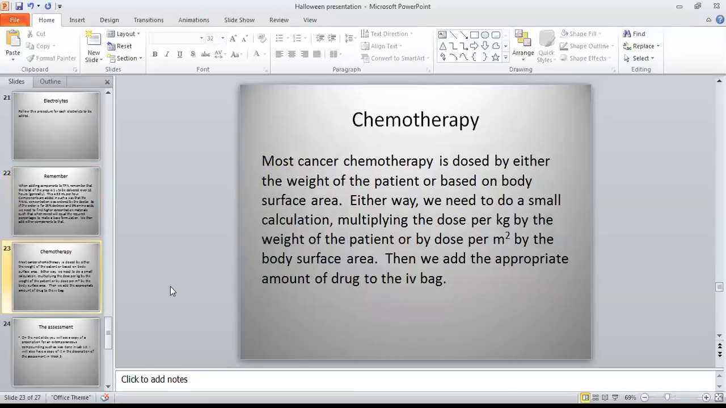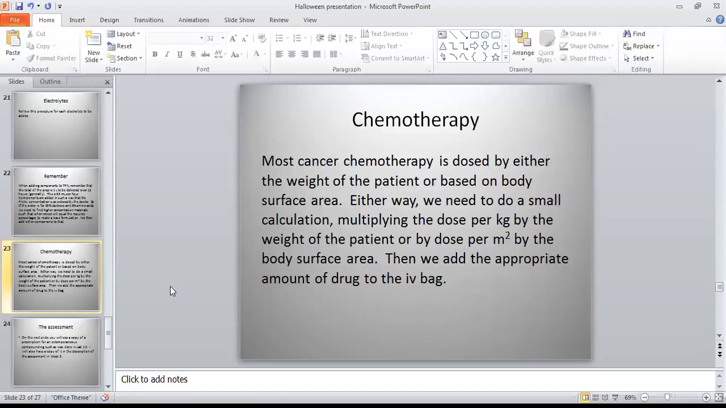Chemotherapy. Chemotherapy is dosed by either the weight of the patient or on body surface area. The lab you're doing specifies an amount of etoposide, but if we were doing something like Cytoxan, we would be dosing by the weight of the patient. So the order might be for Cytoxan, and the weight of the patient would have to be investigated, because Cytoxan is delivered at 40 milligrams per kilogram. And so we'd have to know the weight of the patient.